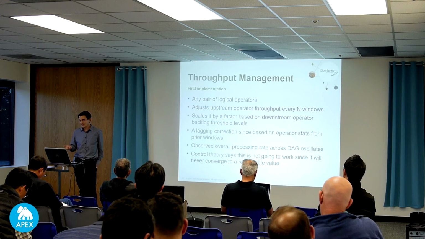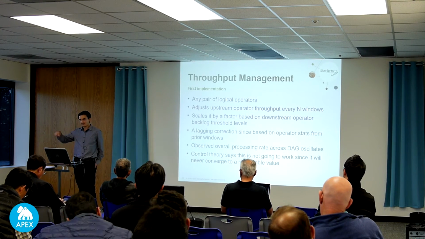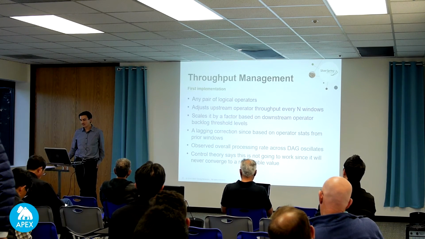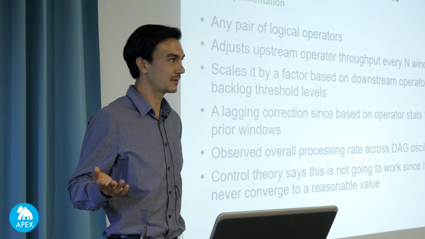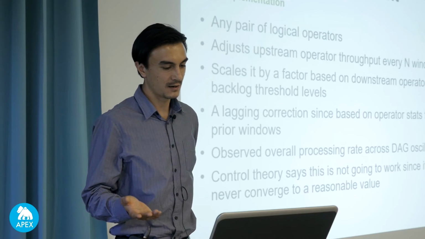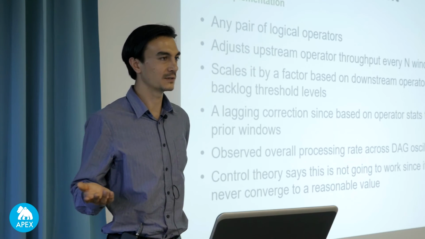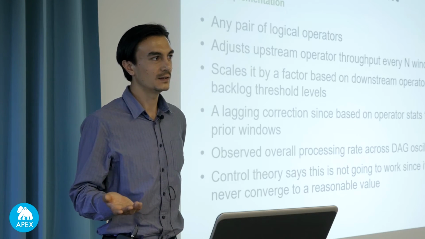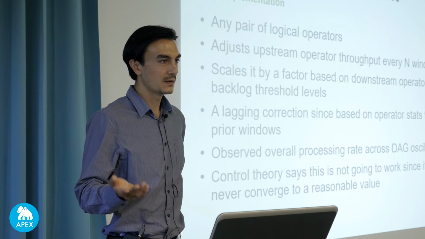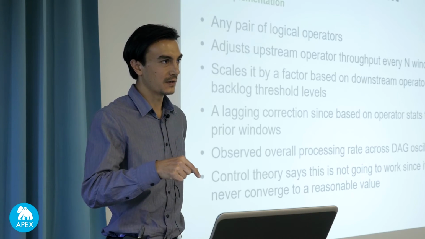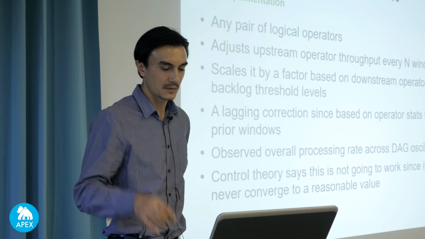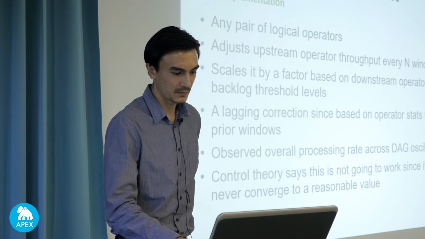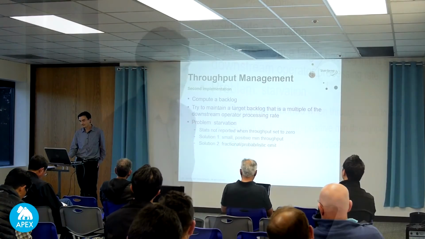It didn't work totally well. It actually gave us kind of oscillating performance. Turns out that there's a lot of control theory about this. It says it's not going to work because it will never converge to a reasonable value because we were not feeding back on a derivative of the error. So that was our second implementation.